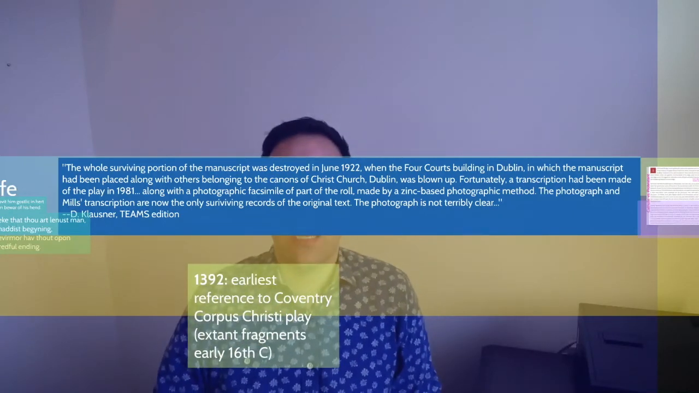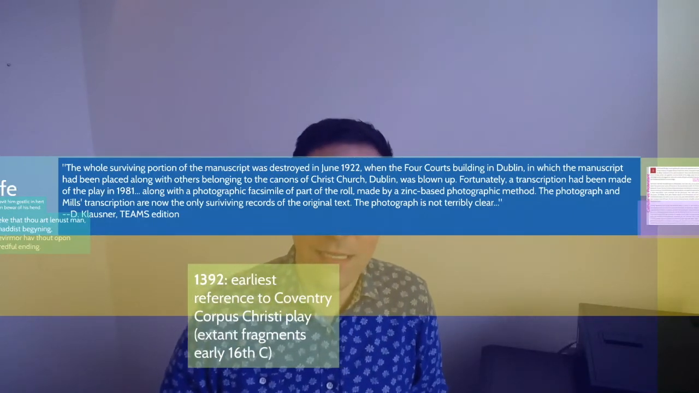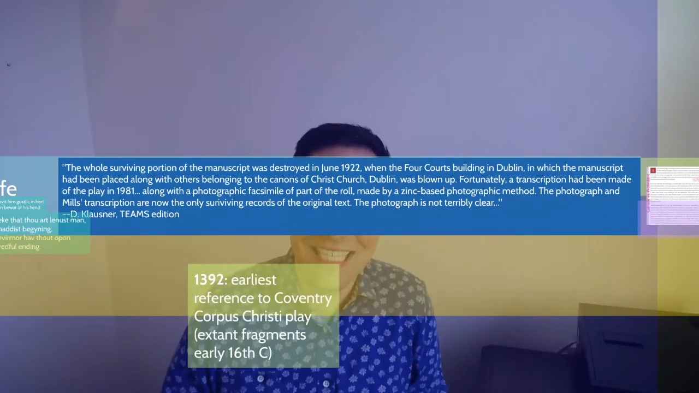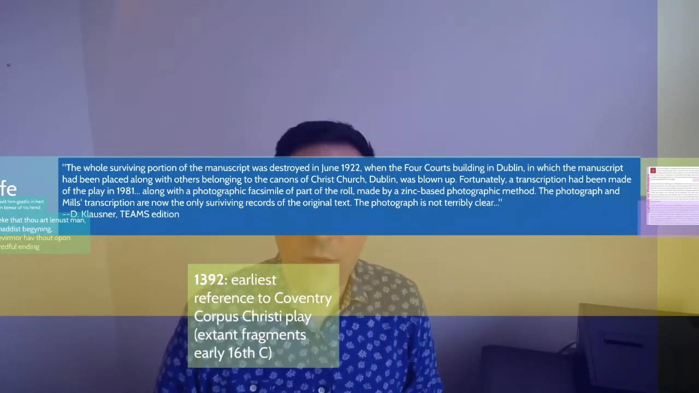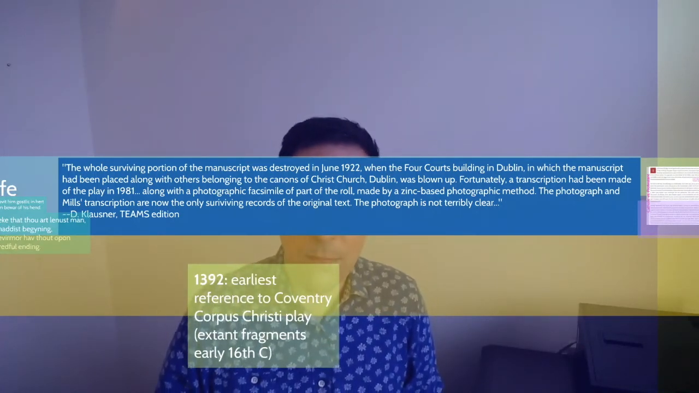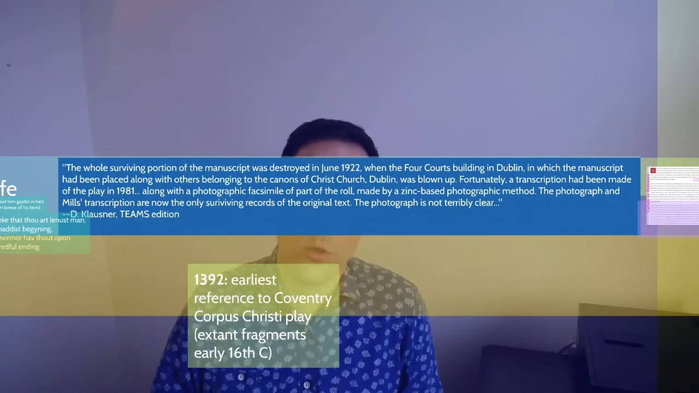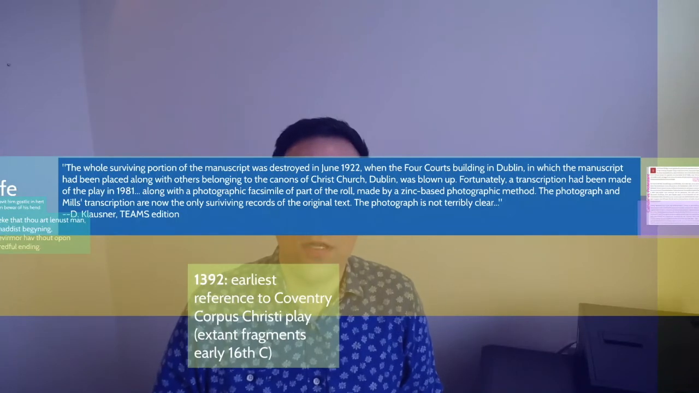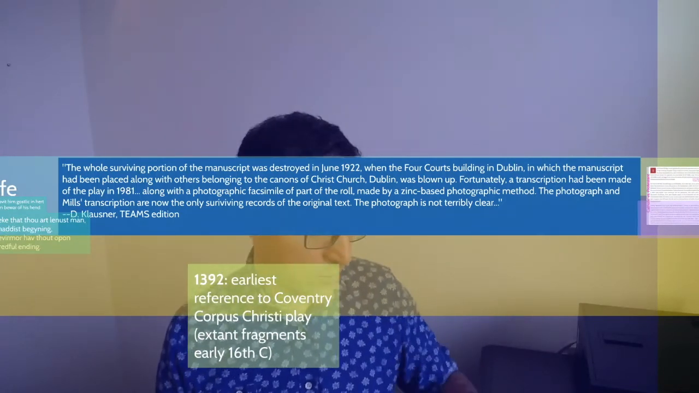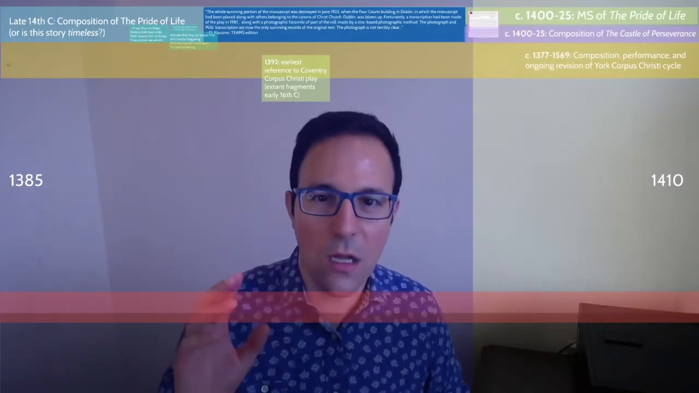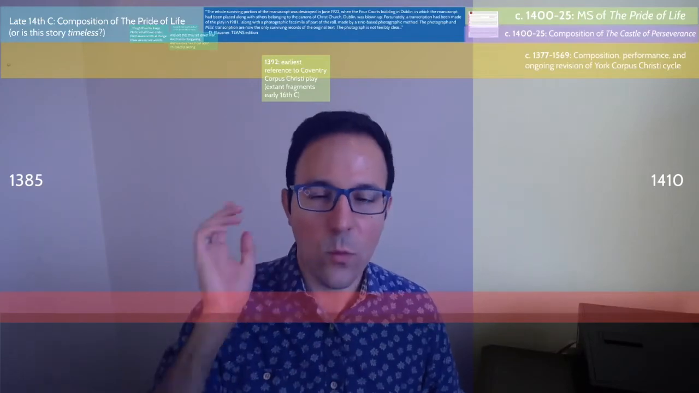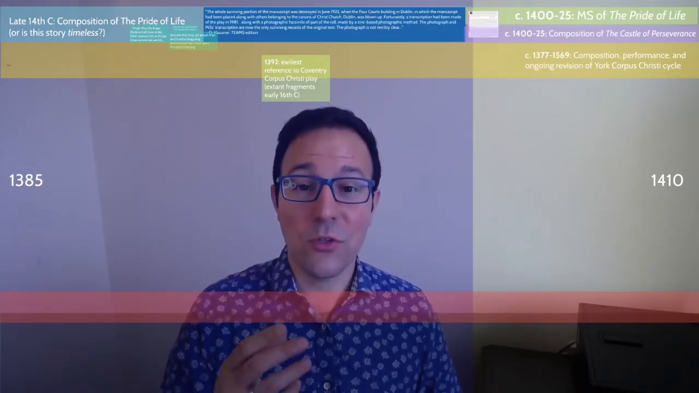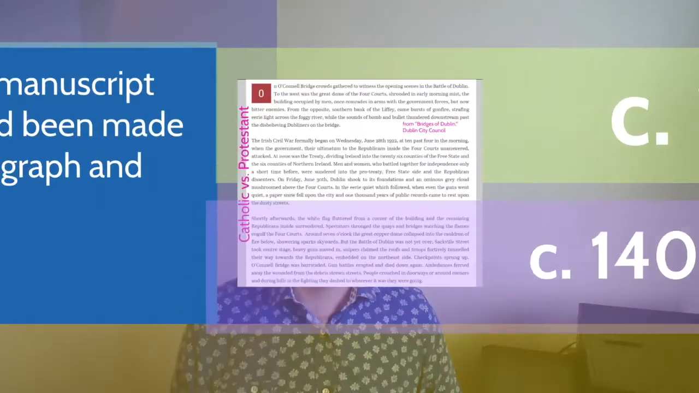Fortunately, a transcription had been made of the play in 1891, along with a photographic facsimile of part of the roll, made by what was available then, a zinc-based photographic method. The photograph and the scholar's transcription are now the only surviving records of the original text. The photograph is not terribly clear. Now, I've seen a copy of it. You can still align the letters that Mills wrote down with the words, right? But the manuscript itself died.